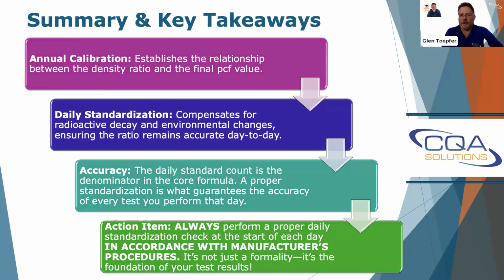So some of the key takeaways, though, for this is really, I was trying to show you that the annual calibration is critical, and that establishes your density relationships every year. They're going to probably change a little bit due to the decay. Then your standardization is going to account for that decay throughout the year. It's going to set up your test for the rest of that day. And it's really important and critical as far as the accuracy is concerned.